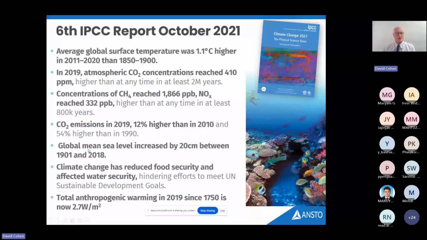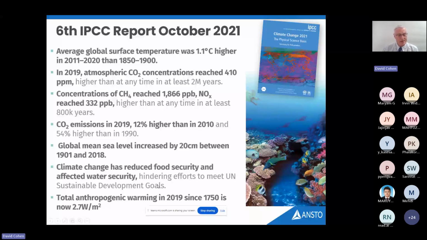We've also got temperature rise, and global mean sea level increased by 20 centimetres from 1901 to 2018. And climate change here has impacts. It reduces our food security and affects our water security. Here in Australia, we're one of the driest continents on Earth. And so it's very important for us to have water security, particularly in our main cities. And we have water rationing when we have droughts. We had a 7-year drought not long ago, and we were rationing water and drinking water in major cities with millions of people in it.